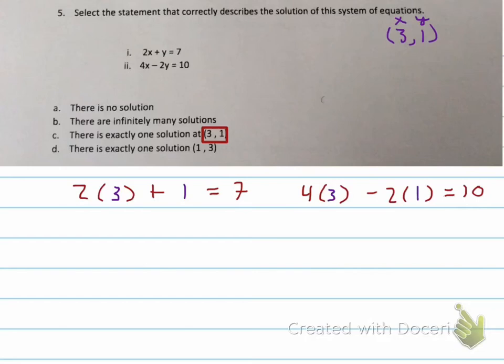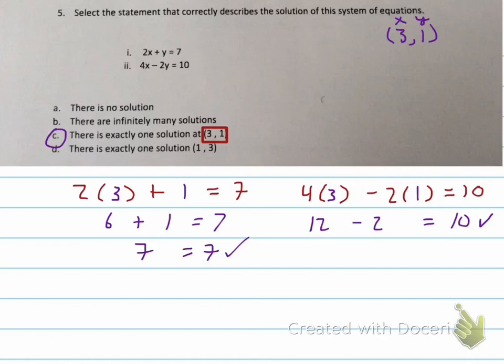So let's try this. 6 plus 1 equals 7. 7 equals 7. Check. Okay. Maybe it's that. 12 minus 2 equals 10. Okay. That worked. So I'm not going to do that for the next one. You could have tried that for both of them, if you do that right. So here, I gave you the answer. That's one way to do it. But it's going to be hard to know if it's A and B if those numbers don't work.